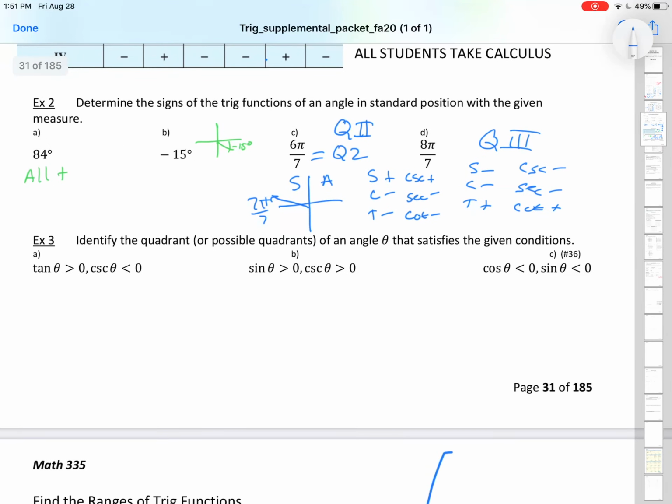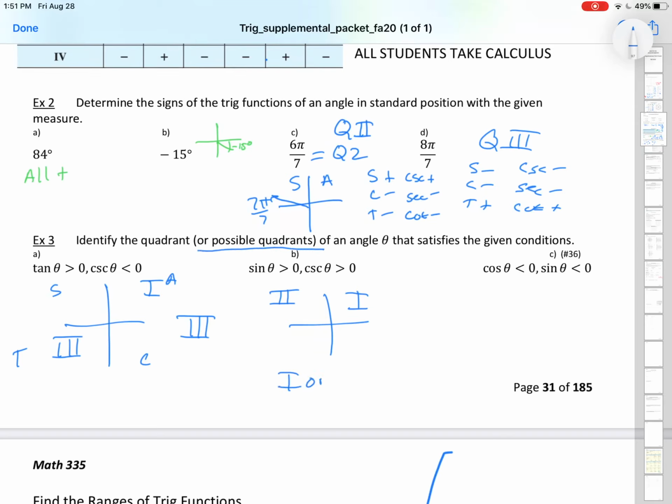So identify what quadrant we're in. Tangent's positive. Okay, could be quadrant 1 or it could be quadrant 3, right? All students take calculus. So it's either 1 or 3. Because cosecant is also not positive, it's got to be quadrant 3. And you're finished. Sine's positive. Okay, that could be 1 or 2. And cosecant's positive, but cosecant's the flip of that. And notice it says possible quadrants. So this is 1 or 2. You wouldn't know because they use the flip of that. With this other one, we absolutely knew because they chose a different one.